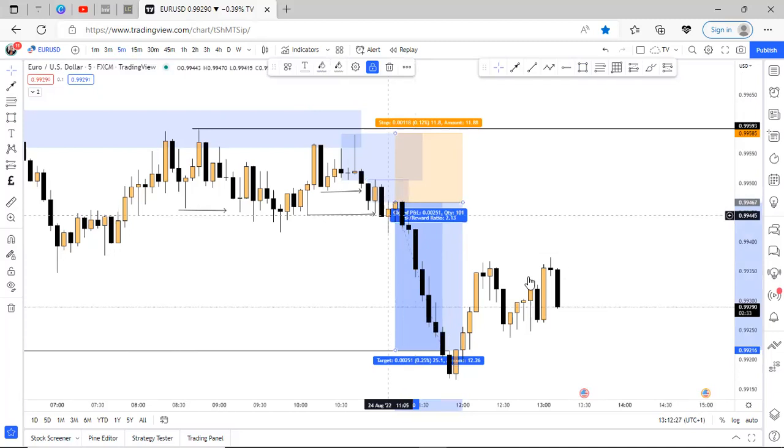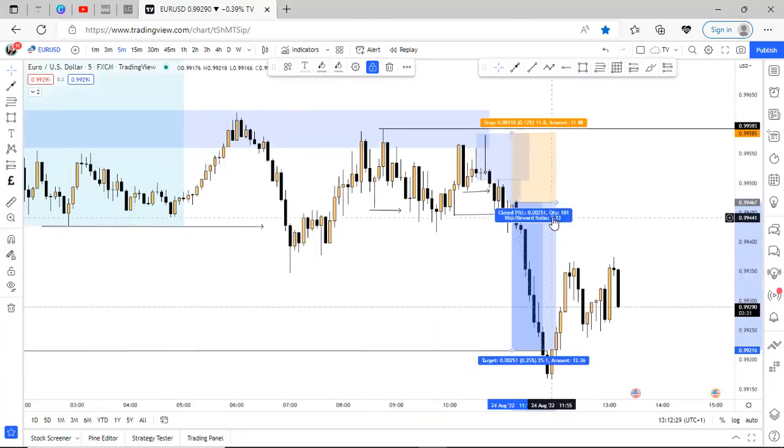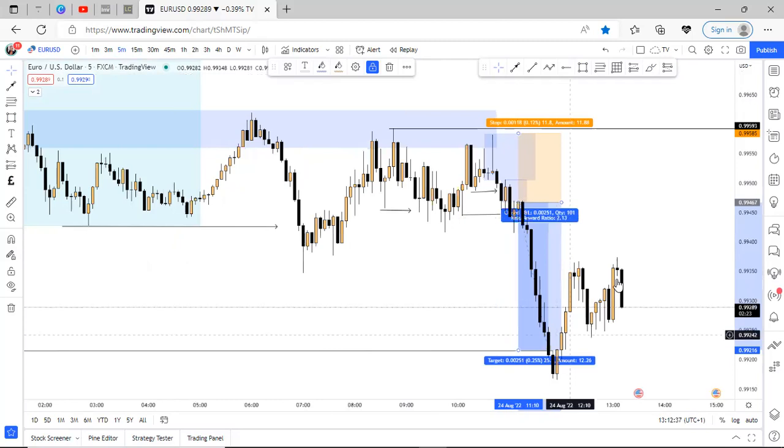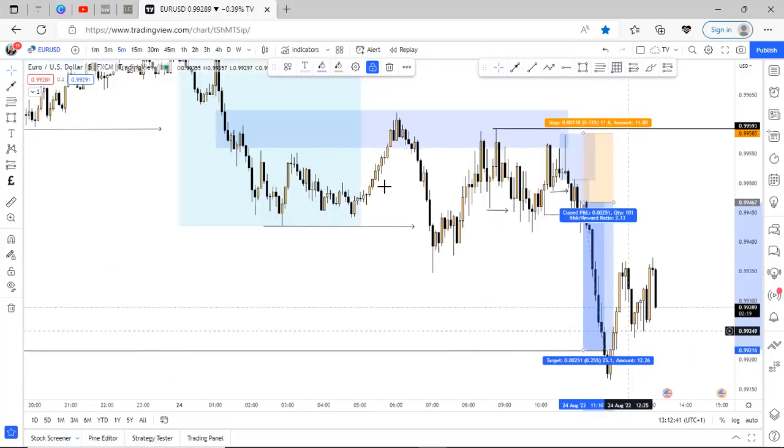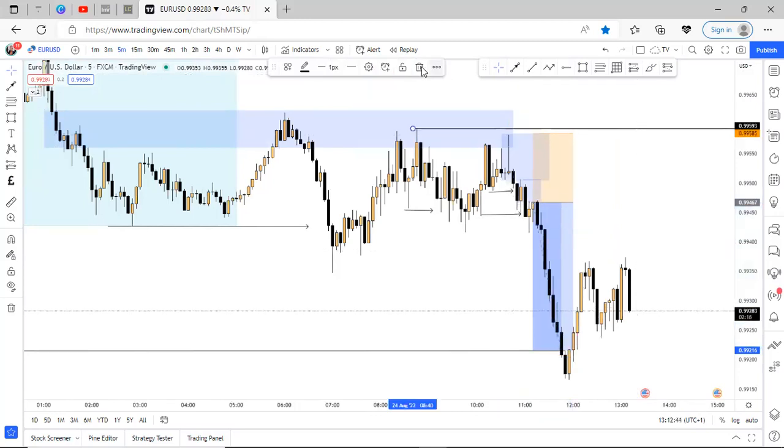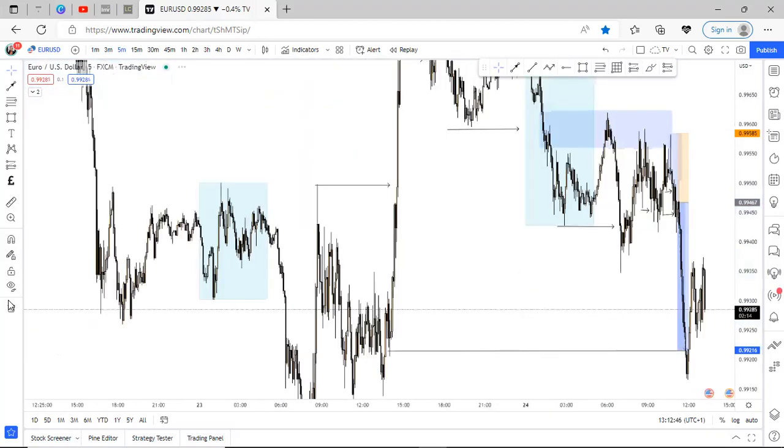It was a 2 RR trade, because I had my stop loss at this high. Okay, so it was a quick scalp, and now I'm out of the trade. I got in and I'm already out of the trade. So on EU presently, I'm still watching what price is doing.